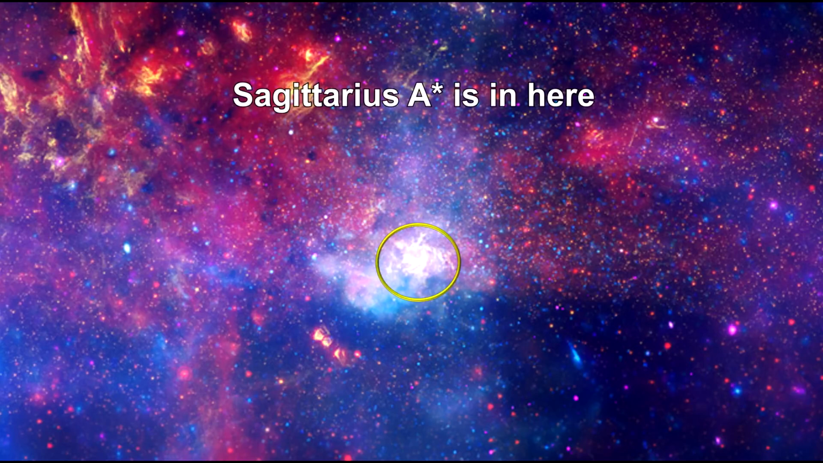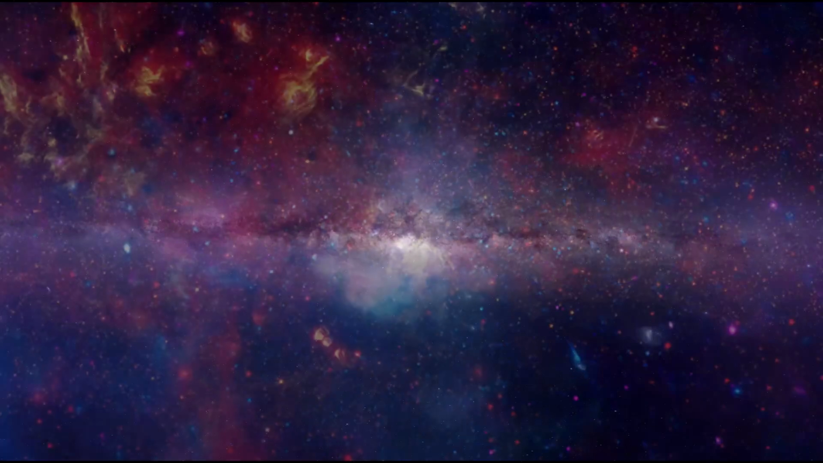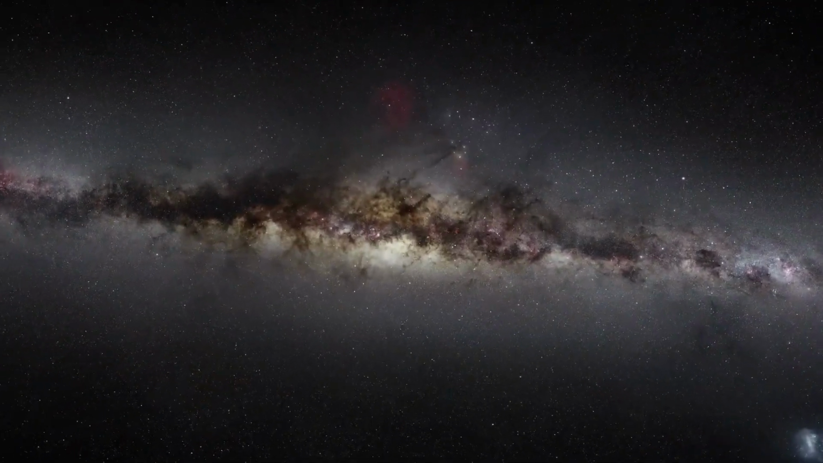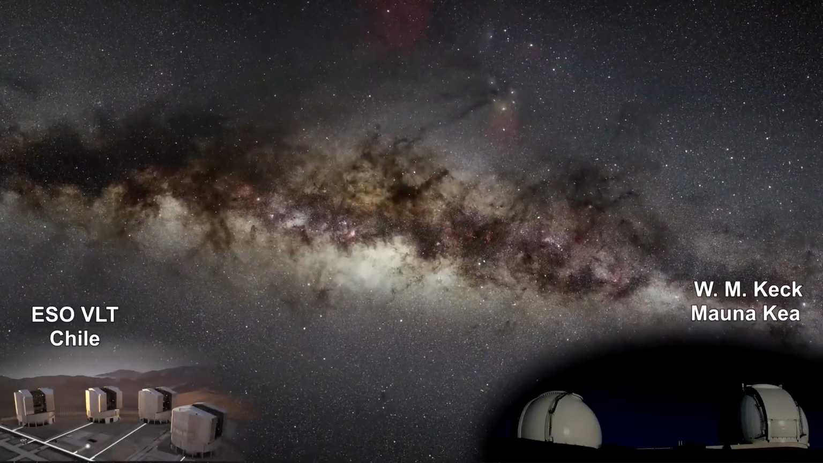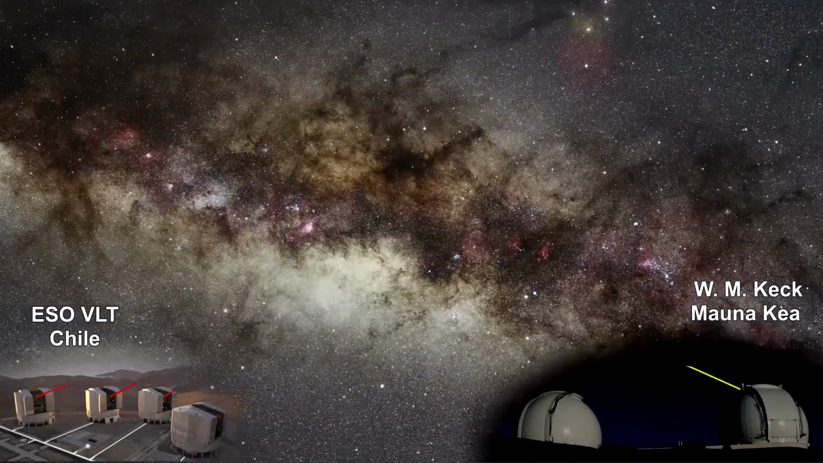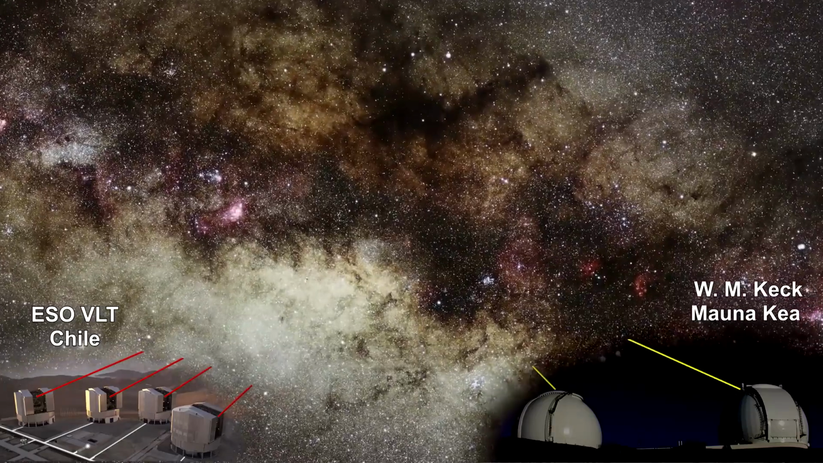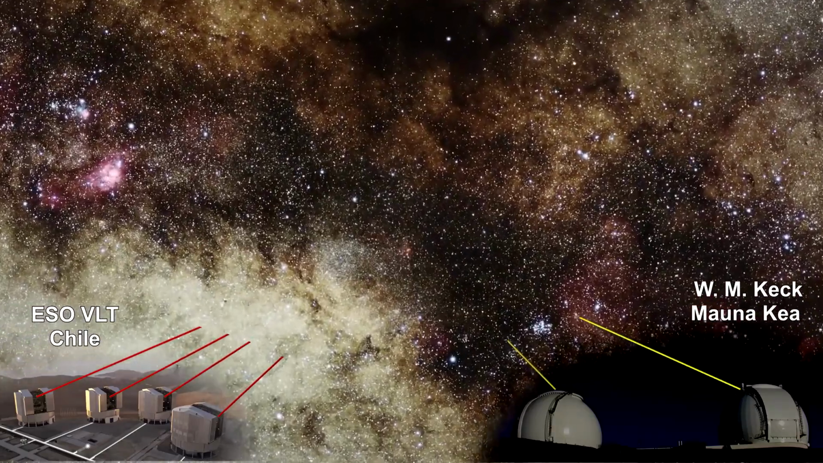The central object in the Milky Way is known as Sagittarius A*, or Sag-A* for short. It is surrounded by so many stars and gas and dust that it is almost impossible to see. Teams of astronomers and astrophysicists have been working on understanding Sagittarius A* for over 25 years.